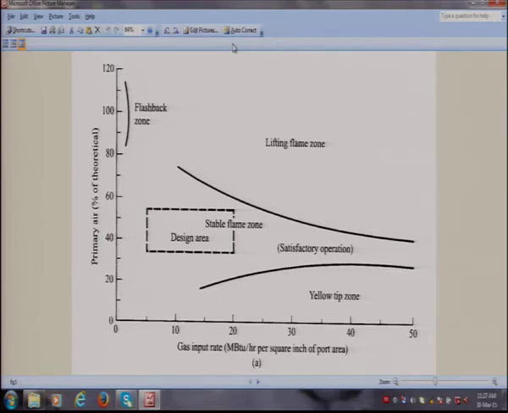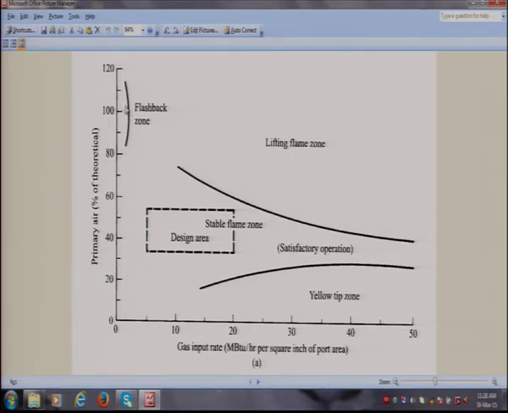Now, you will see that there are 3 curves. The one curve which you see here, it is a flashback zone. Okay. The flashback zone meaning on the right hand side of that curve which you see, you will not see flashback, and on the left hand side you will see flashback. Okay. Let us try to understand that.